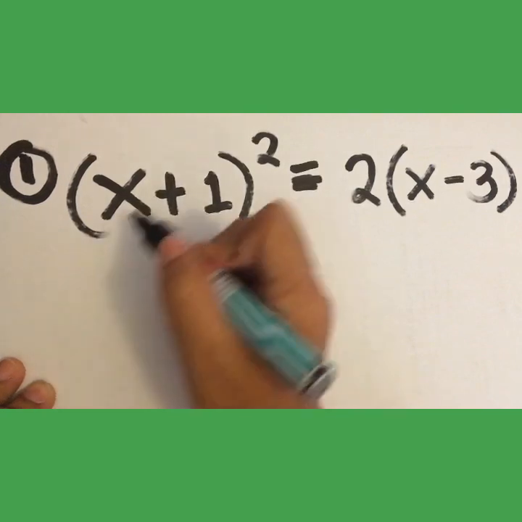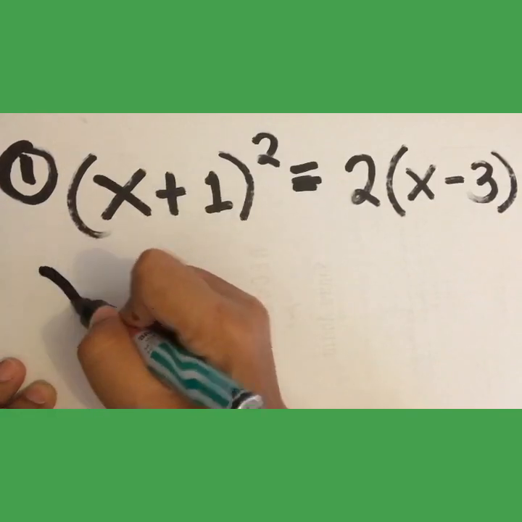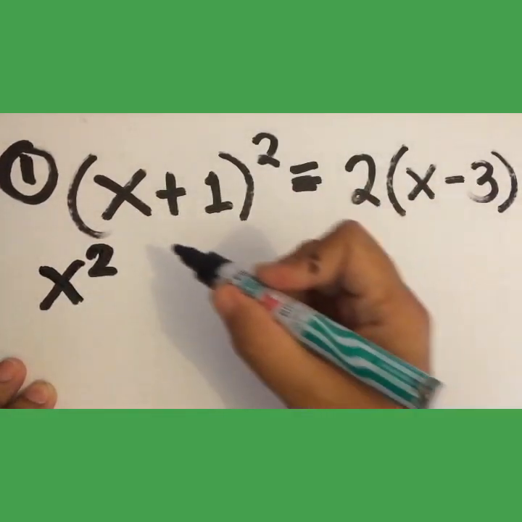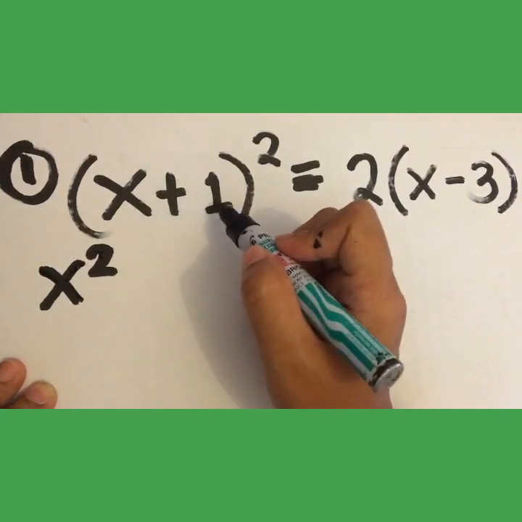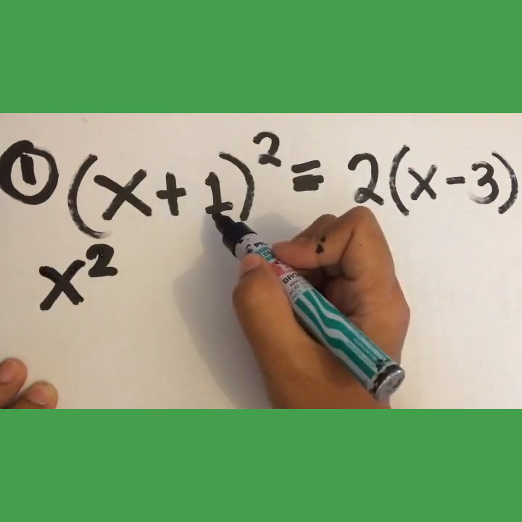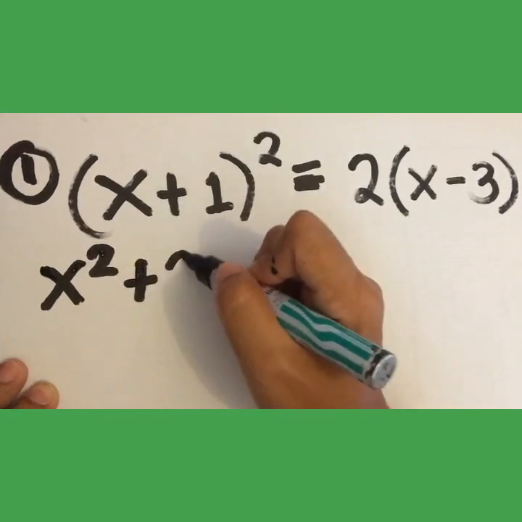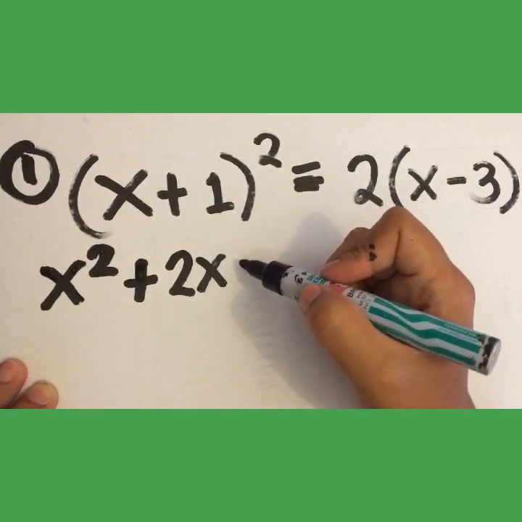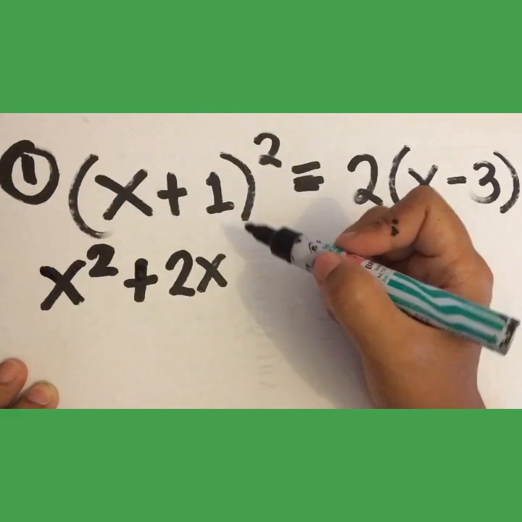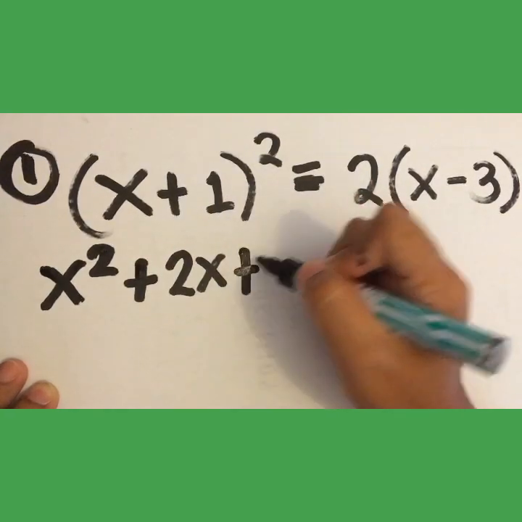To get the first term, we square the first term. Our first term here is x, so x times x is x squared. After that, we get the second term by multiplying the first term times the second term times 2. So x times 1 is 1x, times 2, that becomes 2x. And the last term, or the third term, is the square of the second term here. In this case, it's 1, so 1 squared is 1.